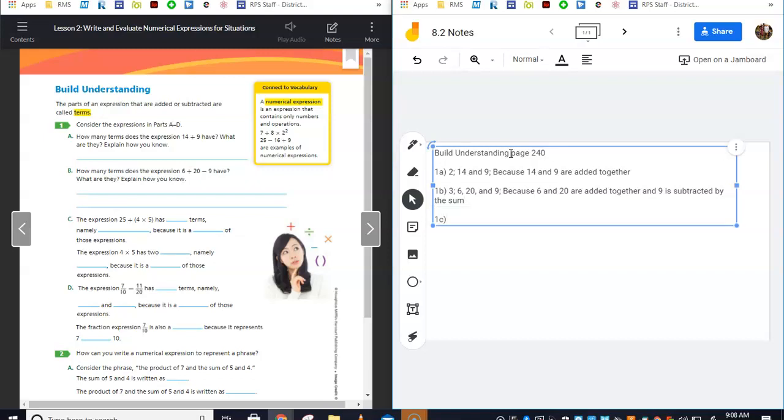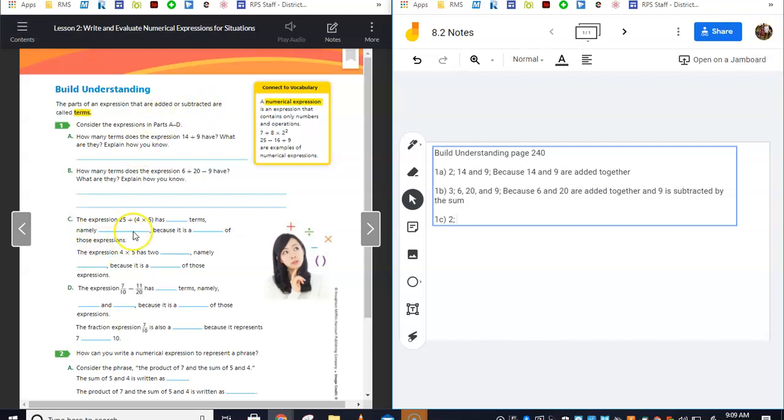1C. The expression 25 plus, in parentheses, 4 times 5 has blank terms. It has 2 terms because if we look back up here at the definition of a term, the parts of an expression that are added or subtracted. So if it's multiplying, it's not one. So let's say what they are next.